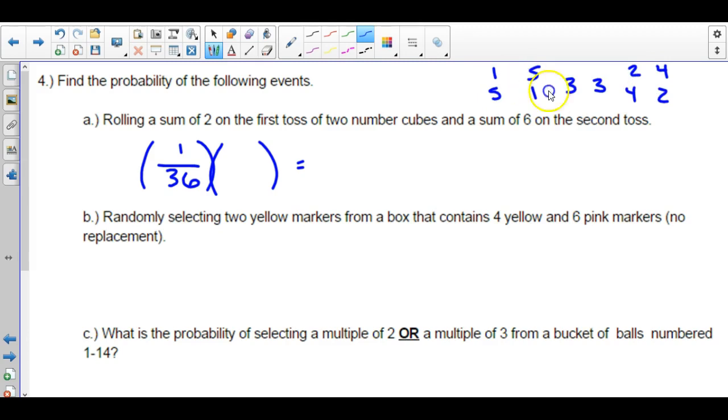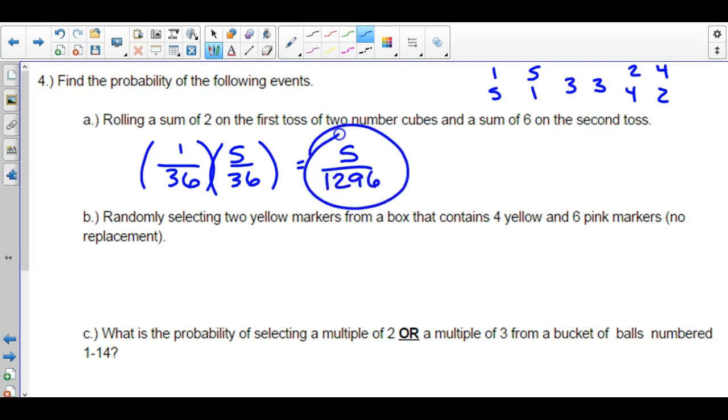So there are a total of 5 different ways that I can roll a 6 out of 36. So if I multiply this out, multiply my numerators to get 5, multiply my denominators to get 1,296. So there is my probability.